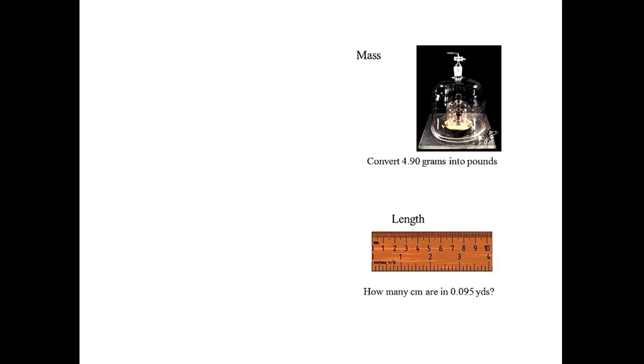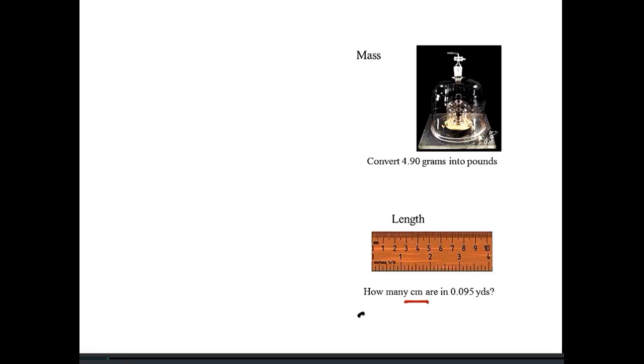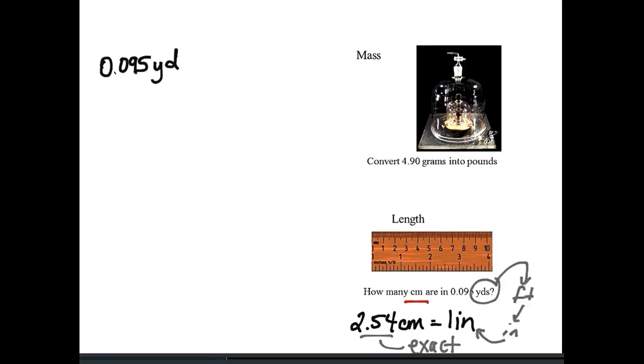I'm going to start by thinking about what we know. We know that there are 2.54 centimeters in 1 inch. That is an exact number. We also know that we can convert yards into feet and feet into inches. So this is a multiple step conversion. We're going to start by writing down what we know, which is 0.095 yards, and I'm going to start by converting that into feet because I have to ultimately get it into inches before I can convert it into centimeters.